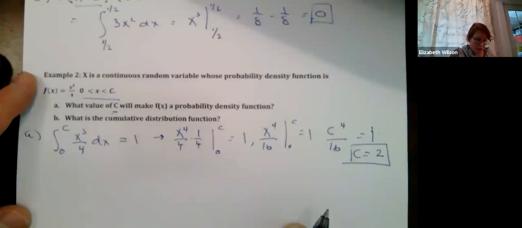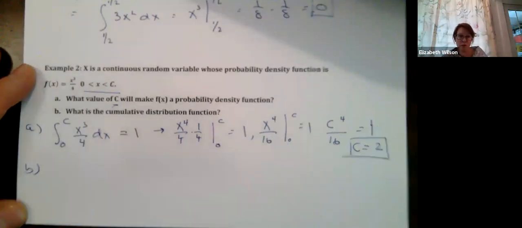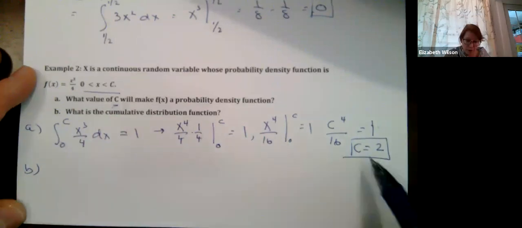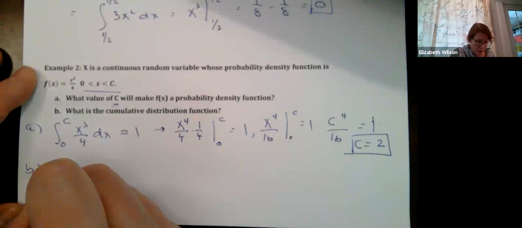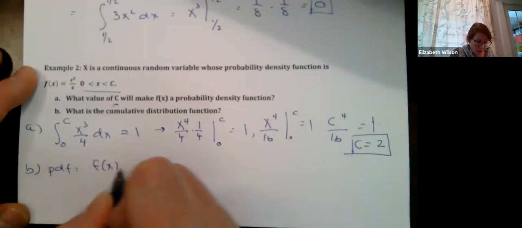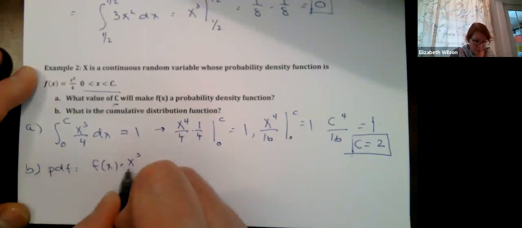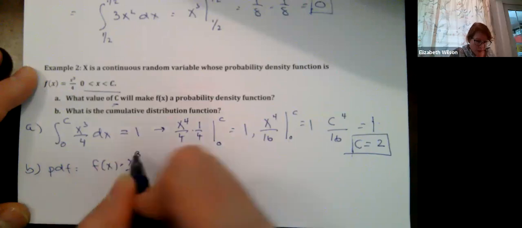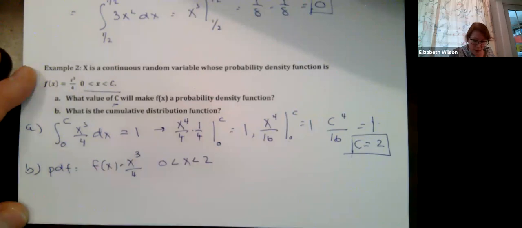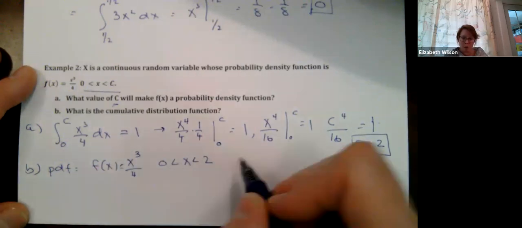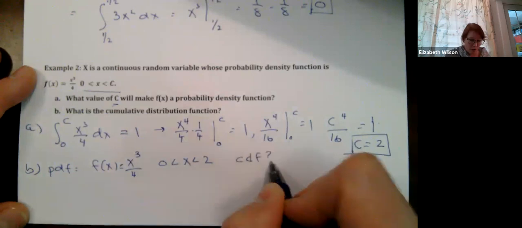Part B says, what's our cumulative distribution function? Now we know what our valid PDF is. So I'm going to write this down. Our PDF is equal to f of x, which is x cubed over 4, for 0 less than x less than 2. Okay, so now we know what our valid PDF is, and we want to be able to find what our CDF is for this part.